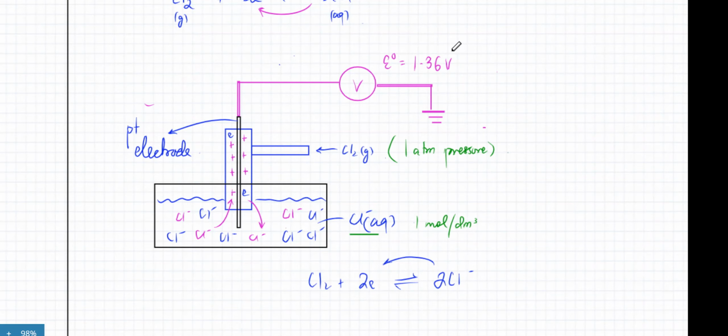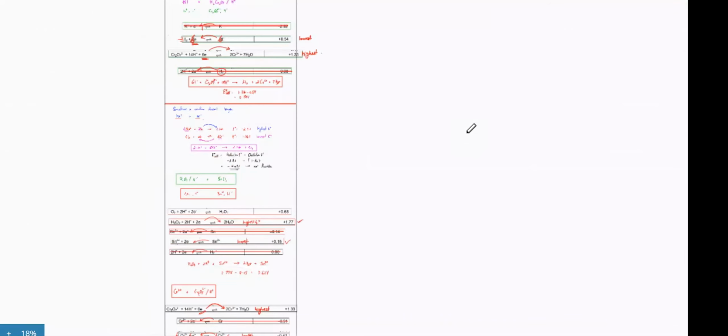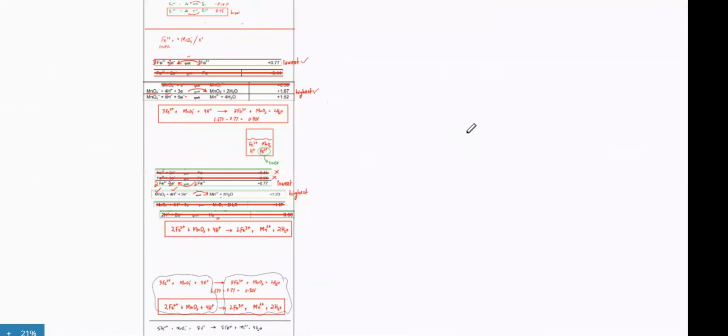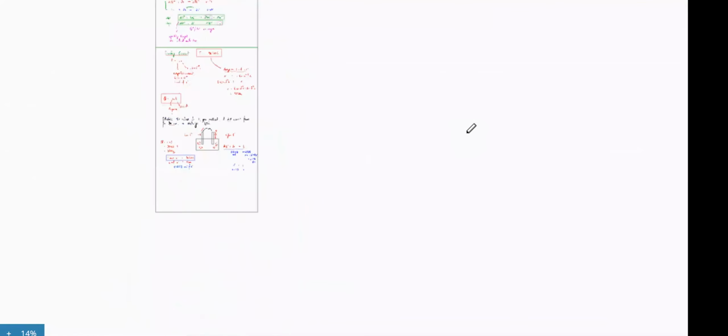So these potentials are not fixed. They're only fixed under standard conditions. If you change the conditions, the potential would very slightly increase or very slightly decrease. Not by a huge margin, just slightly. So that is what happens under non-standard conditions: the potential increases or decreases for an electrode.